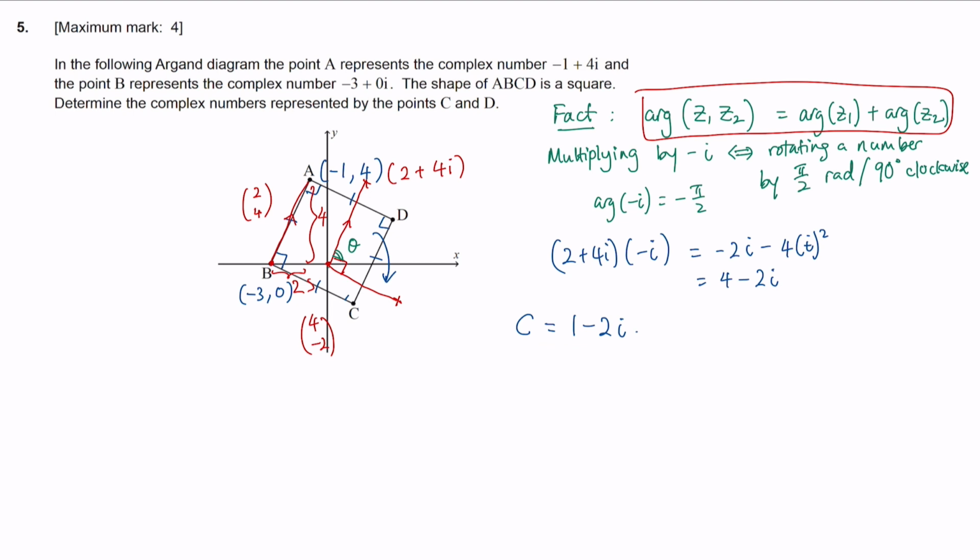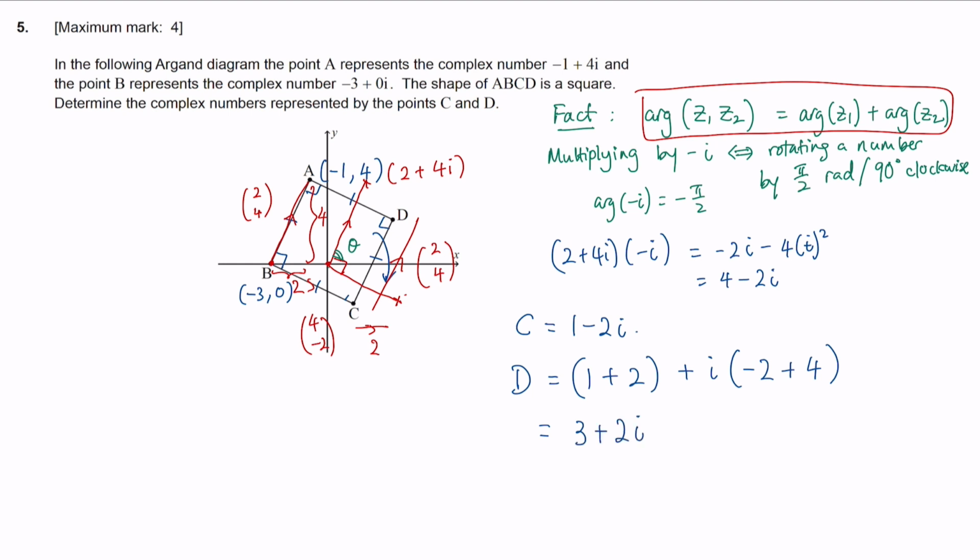How about D? Well, now that I know that C is 1 minus 2i, I also know that this vector CD has to be (2, 4) as well. In other words, I'm moving 2 units to the right and 4 units up, so I can deduce that D is actually 1 plus 2 units for the real part, and then I start with negative 2, but I need to add 4 units to it. So D is going to be 3 plus 2i. And that is the answer.